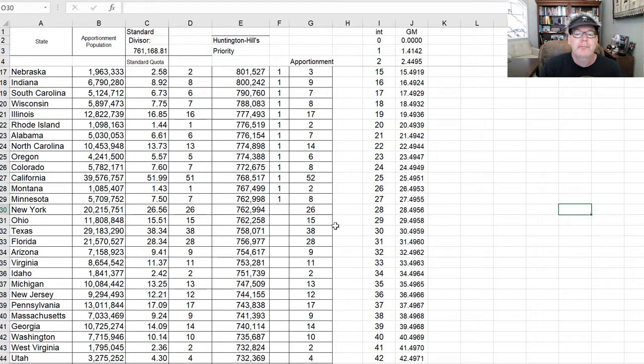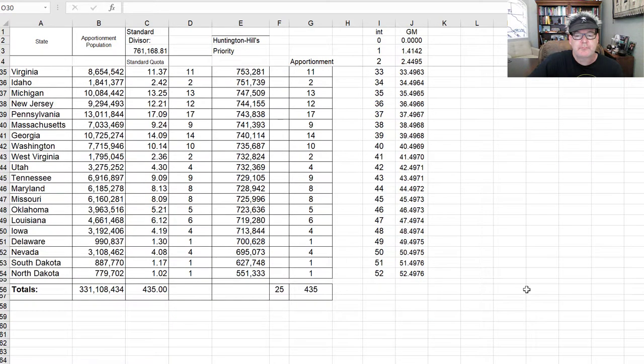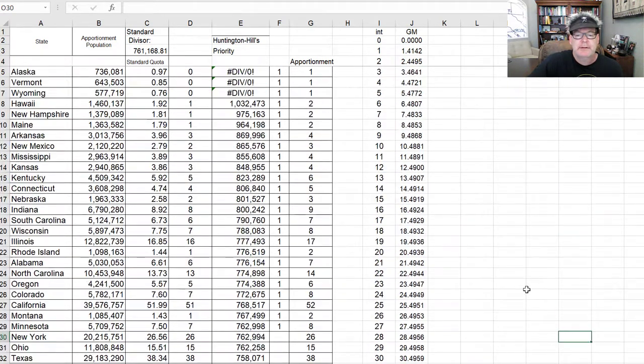So there we go. So Minnesota was the last state to get a seat using the Huntington Hill. The next state would have been New York. It was really close to getting one, but didn't quite. But those are the states that got the seats.